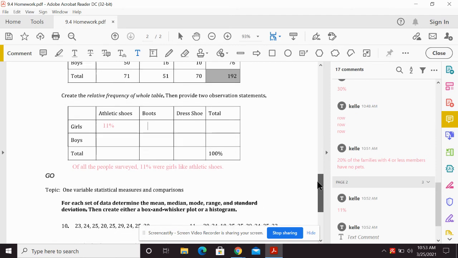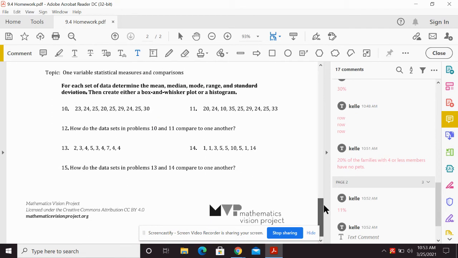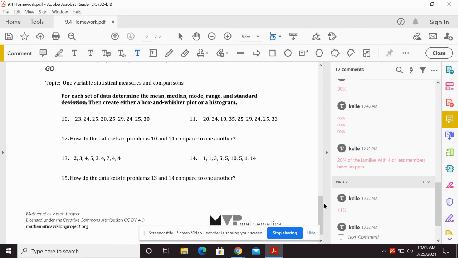All right. Here you go, the go part of your homework. For each set of data, determine the mean, median, mode, and range. It said standard deviation. I don't want you to do the standard deviation. Then create either a box and whisker plot or a histogram. This is stuff we've done before. The only thing we haven't done is the range.